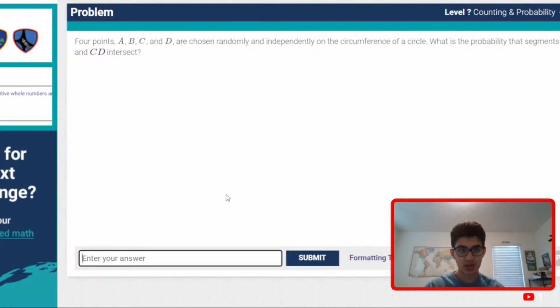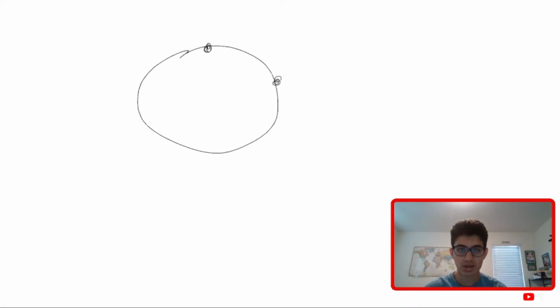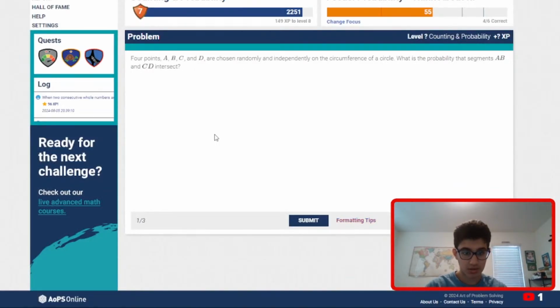4 points A, B, C, D are chosen randomly and independently on the circumference of a circle. What's the probability that segments AB and CD intersect? We can just draw it and see, right? Let's take these as our points. If you take the ones that are opposite each other, right? So there's a 1/3. If you take this, they won't intersect. If you take this, they won't intersect. If you take this, they will intersect. So there should be a 1/3 chance of that.